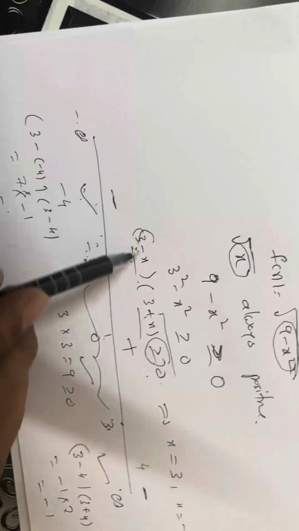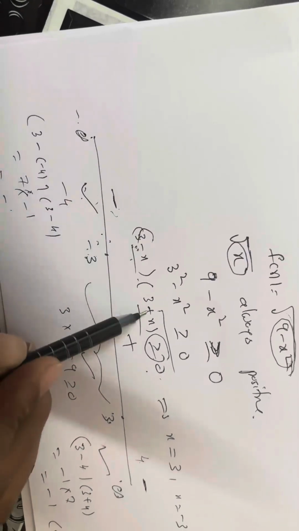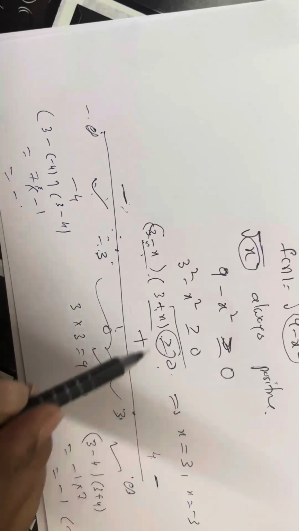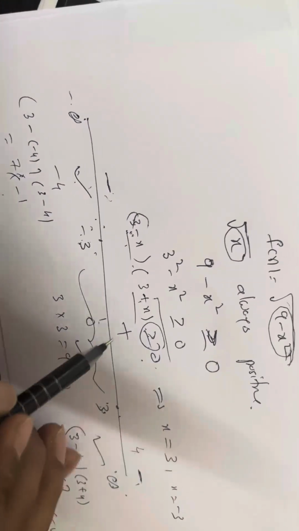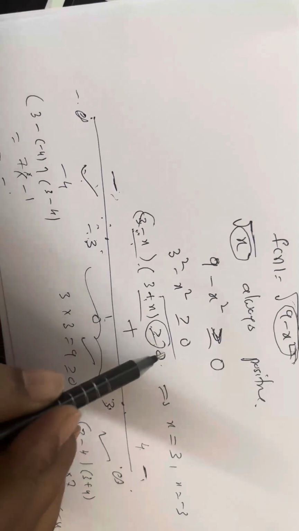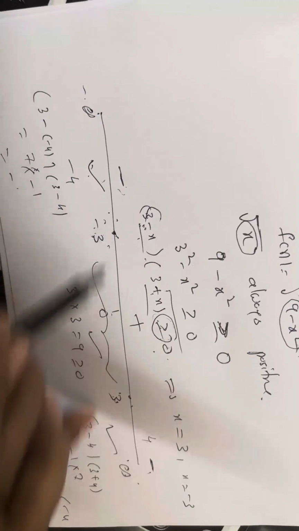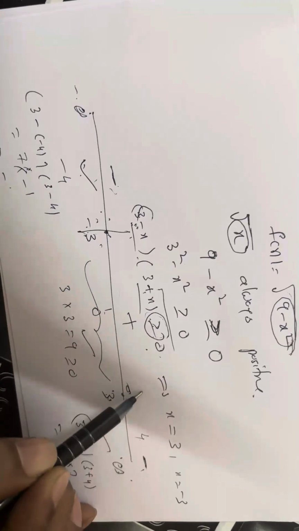So in this interval, this multiplication becomes negative. In this interval, this multiplication becomes positive. In this interval, this multiplication becomes negative. As we required only positive values here, greater than or equal to 0, we are finalizing the domain value of minus 3 to 3.